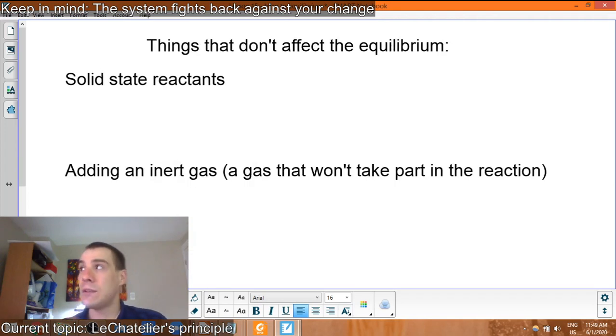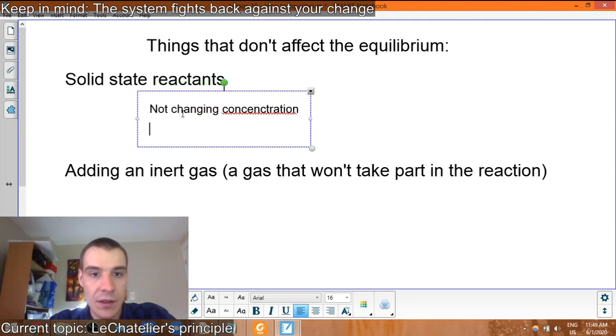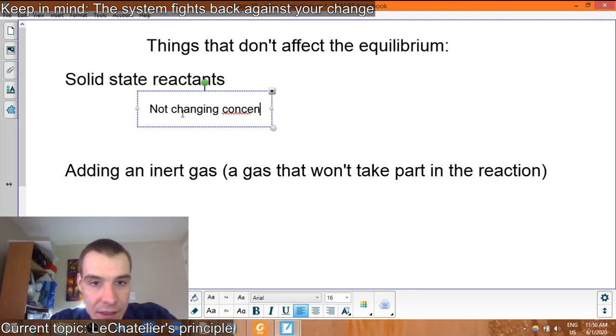Now there's some things that don't affect the equilibrium. One thing is solid state reactants. If you have some kind of solid and you add more solid, you're not going to affect the equilibrium because you're not changing the concentration.